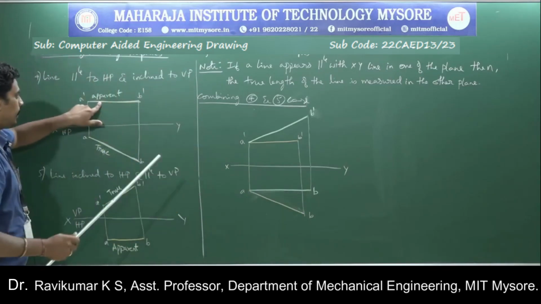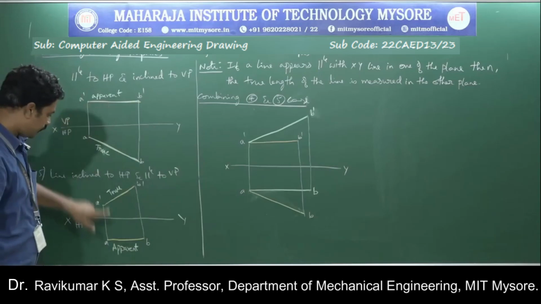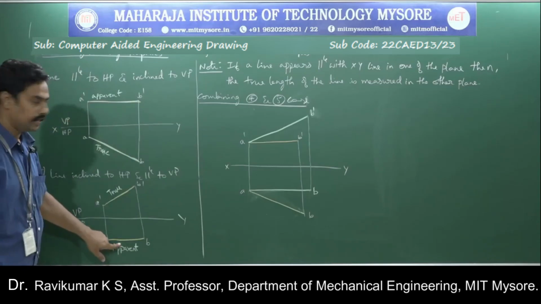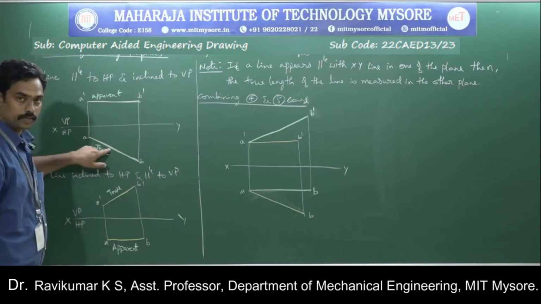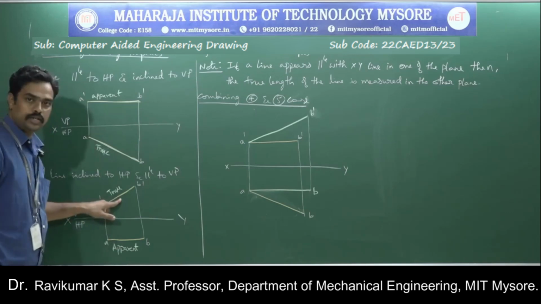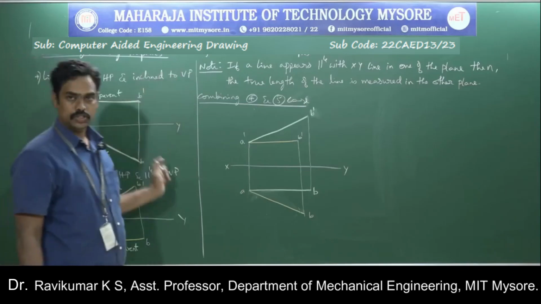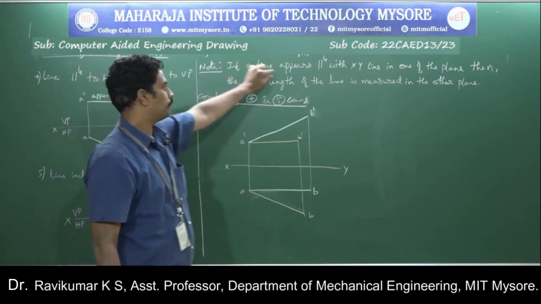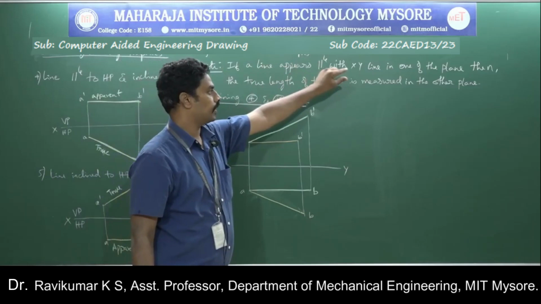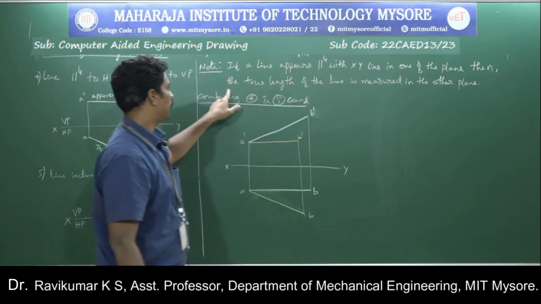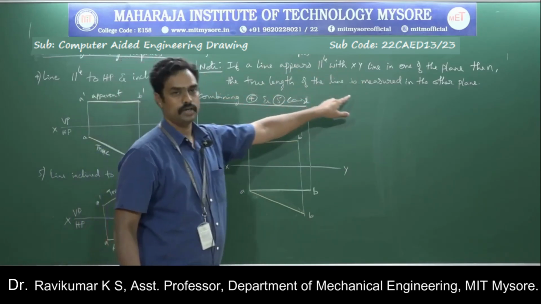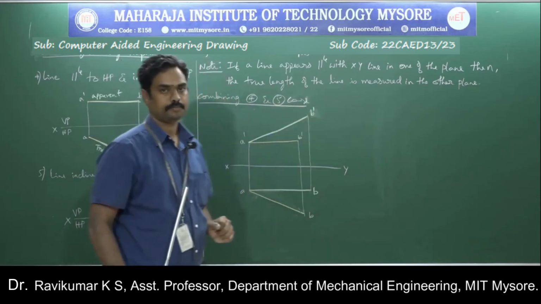So if a line appears parallel in one of the planes, then you will get the true length of that line in the other plane. This is the concept you can extract from these two. This is very important: if a line appears parallel with the XY line in one of the planes, then its true length can be measured in the other plane.